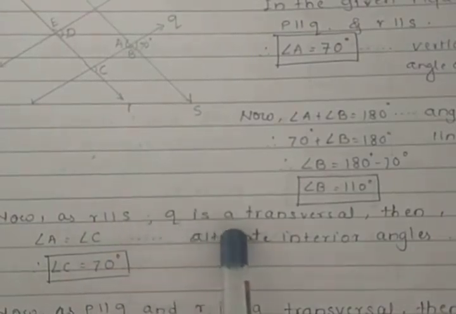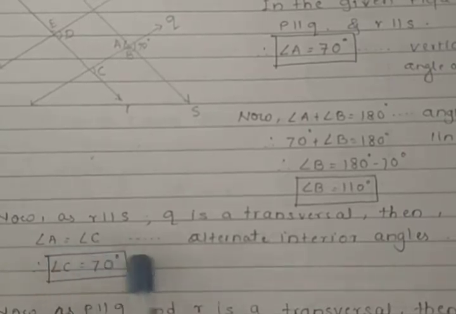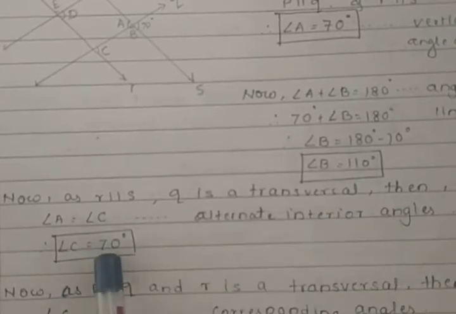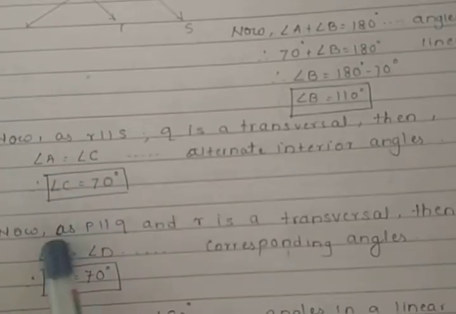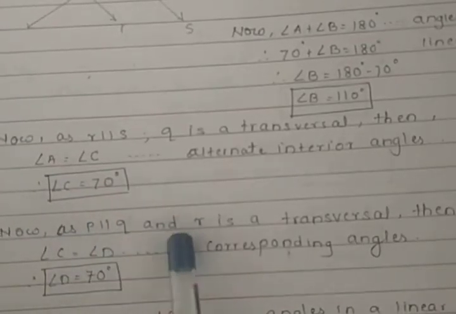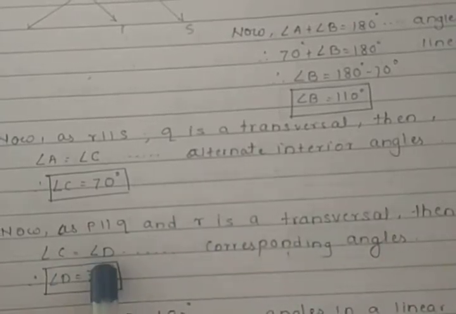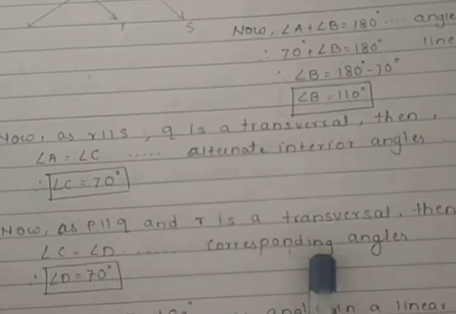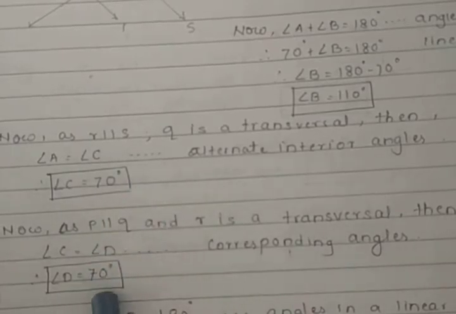Now as R is parallel to S and Q is a transversal, you can say that angle A is equal to angle C, because these are alternate interior angles. So therefore angle C is equal to 70, because angle A is 70. Now as P is parallel to Q and R is a transversal, angle C is equal to angle D. Please check your diagram. These are corresponding angles, and angle C we already found is 70 degrees. That means angle D is also 70 degrees.